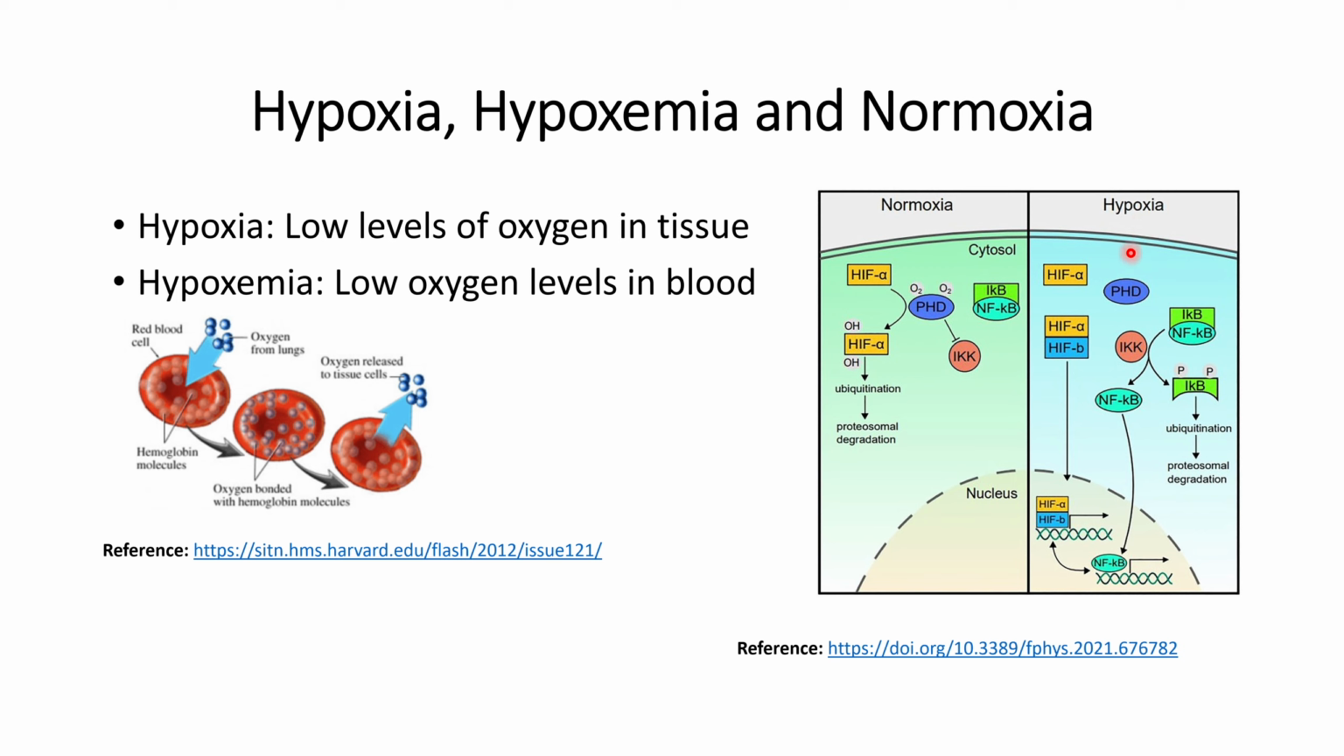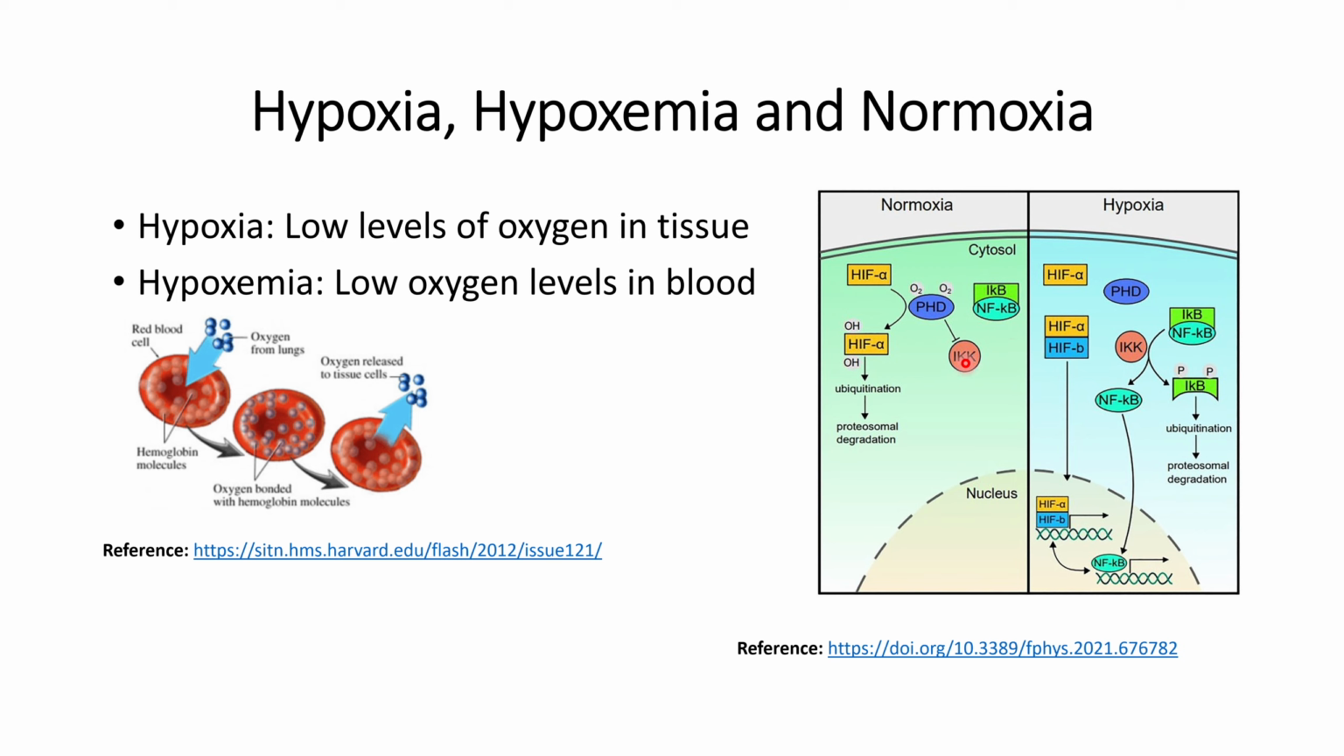In hypoxia condition, due to lack of oxygen, HIF alpha and PHD will not be able to form a complex. With time, HIF alpha forms a dimer with HIF beta, and both of them translocate towards the nucleus and upregulate the genes that promote the hypoxia condition. And likewise, because of the lack of oxygen, PHD will not be able to inhibit the IKK pathway.